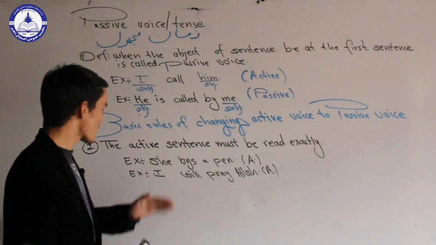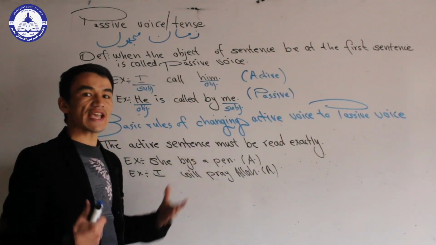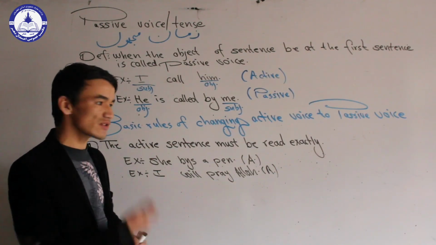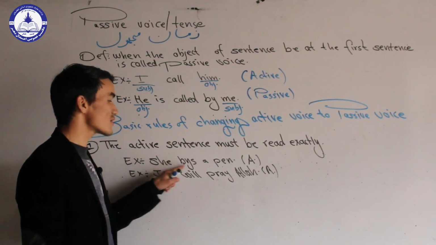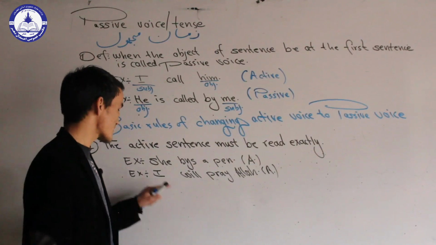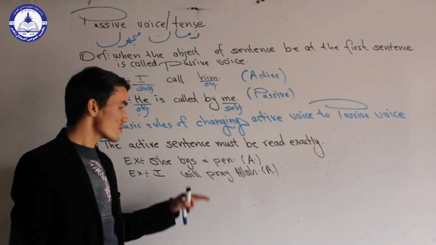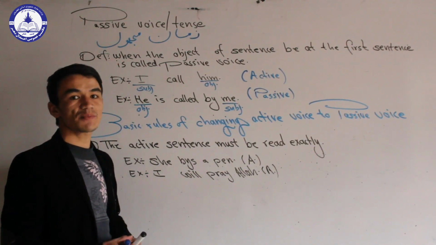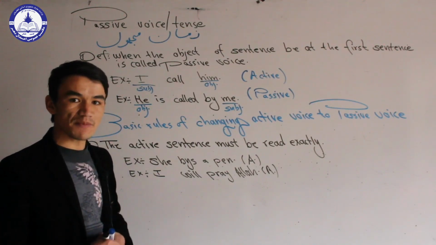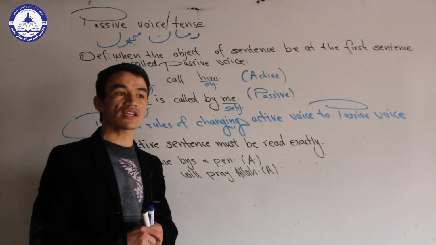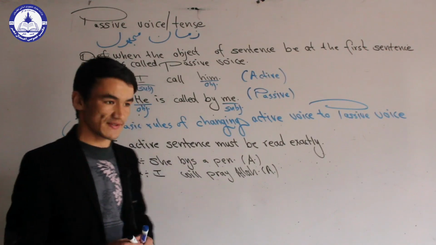For example, she buys a pen. Which tense is it? The reader must consider it. It means it is simple present tense. Or next, I will pray Allah. Which tense is it? It is simple future tense. The first step must be observed: reading the sentences according to tenses.